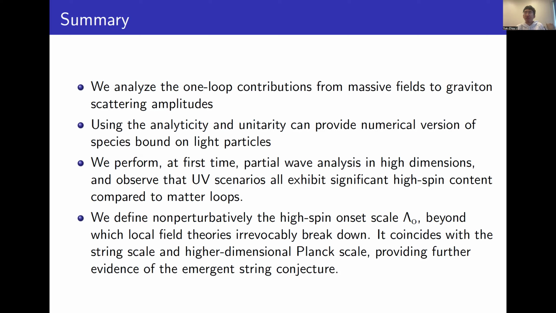We analyzed the one loop contributions from massive fields to graviton scattering amplitudes. And using elasticity and unitarity, we find a numerical version of species count, unlike counting particles, defined at energies much lower than the QFT onset scale, so that we can have a well-defined number. Then we performed the partial wave analysis in high dimensions and observed that the UV scenarios all exhibit significant high spin content compared to the matter loops. In this way, we define non-perturbatively the high spin onset scale, beyond which local field theories irrevocably break down. And it coincides with the string scale and higher dimensional Planck scale, providing further evidence for the emergent string conjecture.